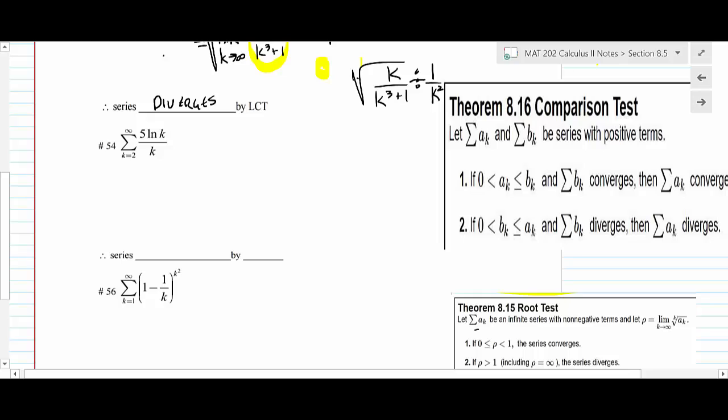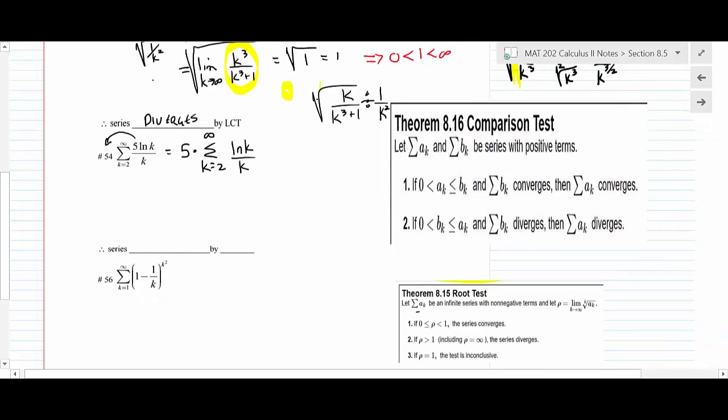Next thing we want to look at is this one with the logarithm in it. I'm going to do this one with the comparison test, which I sometimes call the direct comparison test. One thing you could definitely do on this one is take the 5 out if you want to start the series that way. So I'm going to go ahead and do that. That's just 5 times the series k equals 2 to infinity ln k over k.